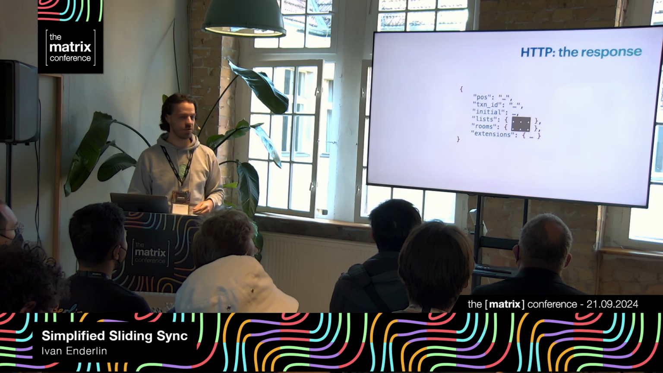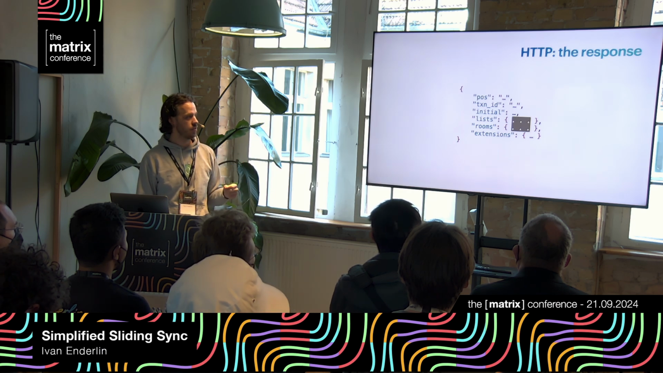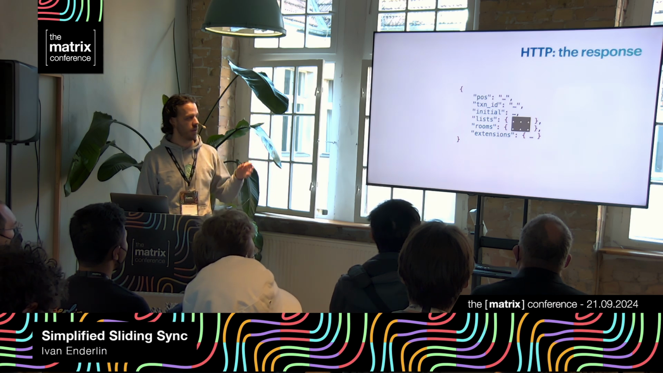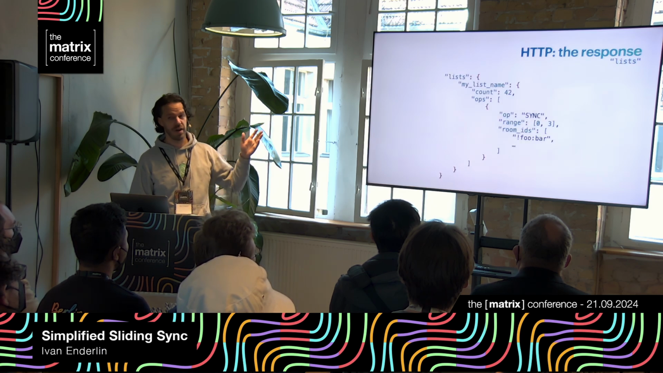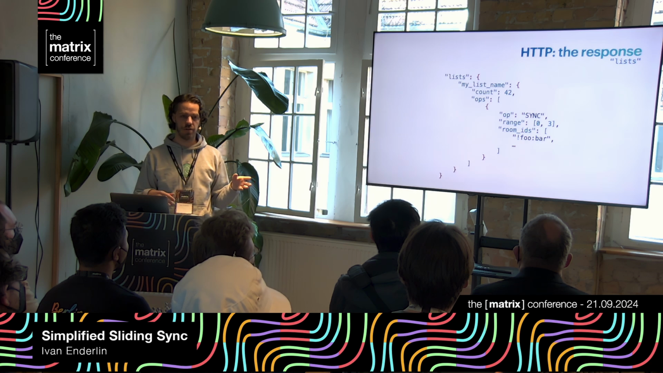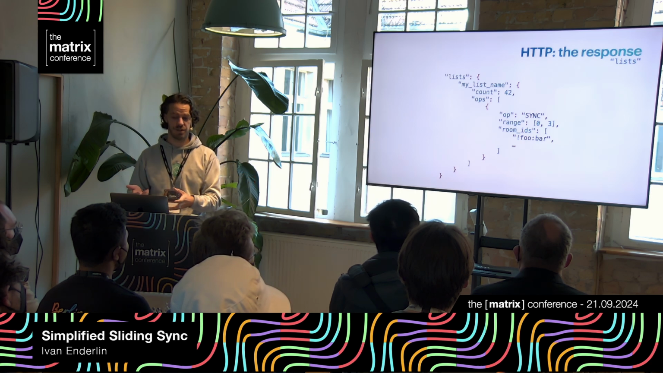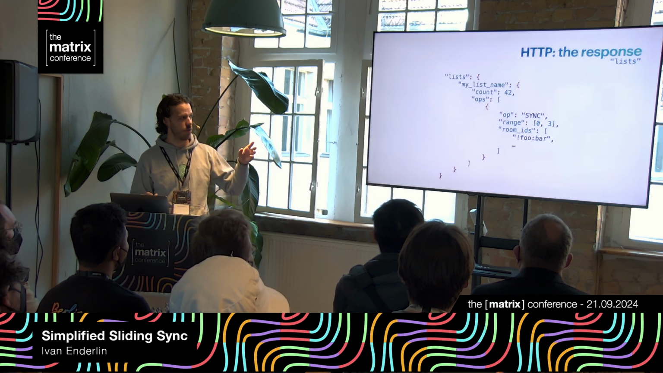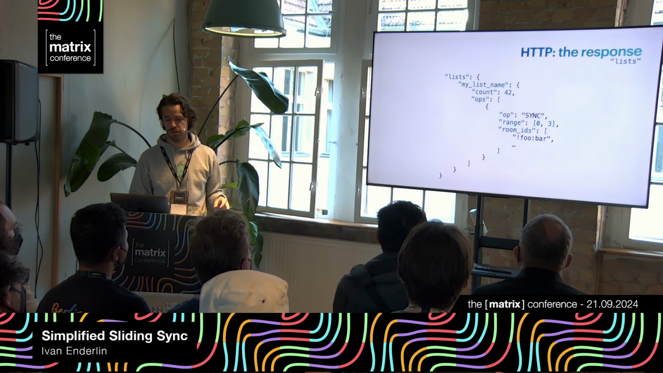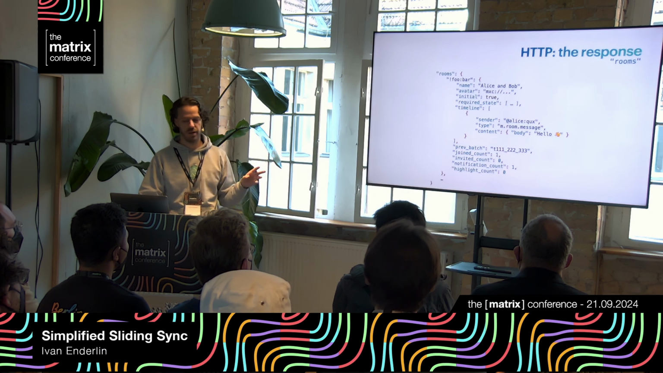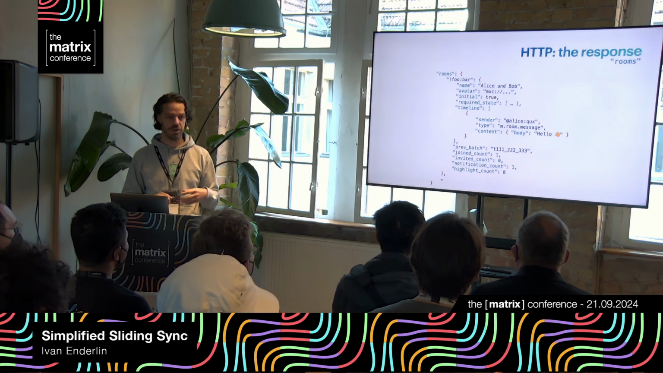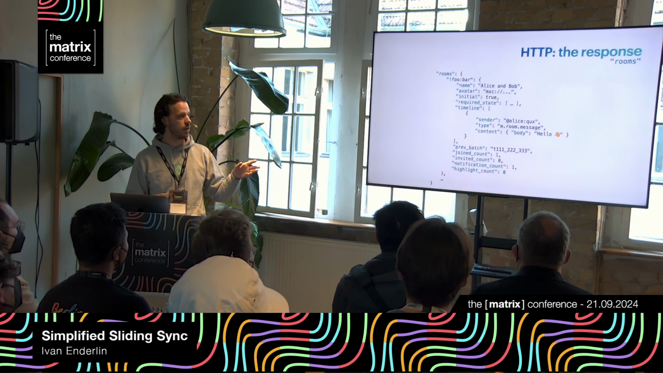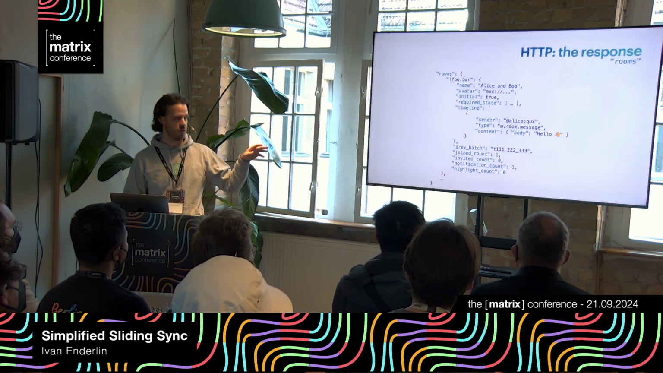And for the response, we see our famous position, the transaction ID from the request, lists, rooms, and extensions. So let's focus on the list. We see my list name again, and for each list we have the number of rooms that are part of this list, here 42, and some ops. I'm going to detail that in a minute. So this is a sync operation. And rooms is a flat list of all the rooms aggregated from all the lists. For each room we have name, avatar, required state, timeline, some tokens, and so on.